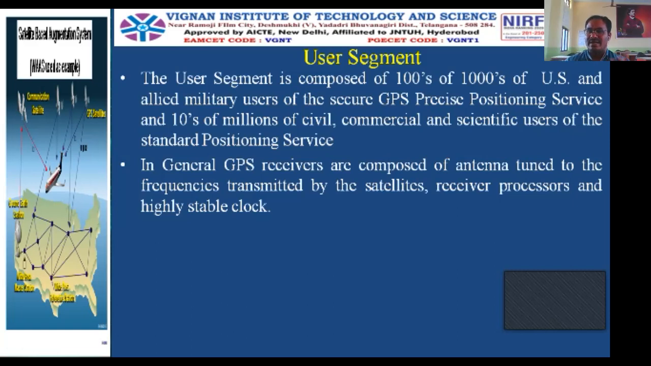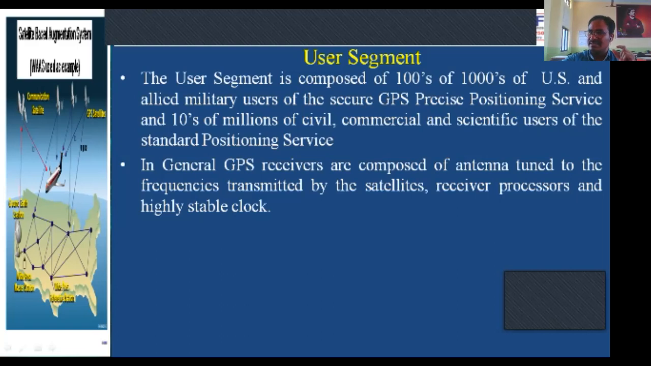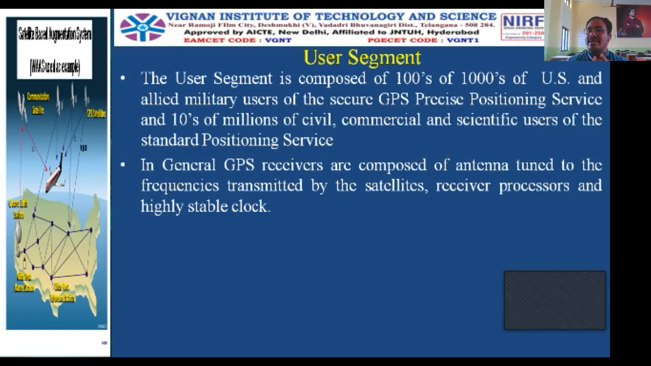So the user segment may be our handheld mobile phone, which will consist of a GPS tracker, or maybe a dedicated GPS receiver, which will be used by military people. And what is this GPS receiver consisting of majorly? It will consist of an antenna, which is tuned to the frequencies that are transmitted by the satellites, and a receiver processor and a highly stable clock. So what are the functions of the GPS receiver? The GPS user segment function is to receive the signal from the satellite, to process it, and to note down the time of arrival of the signal from each satellite.